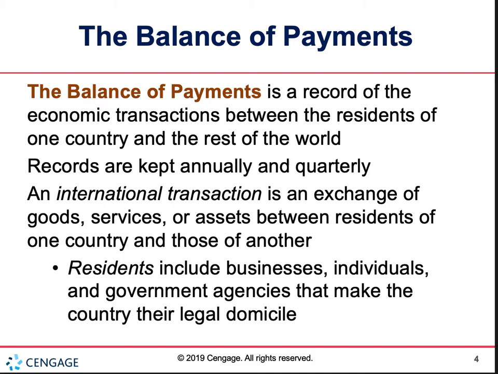All right, so the balance of payments is a record of economic transactions between residents of one country and the rest of the world. Records are usually kept annually and quarterly by a lot of these nations. In the United States, we keep it quarterly as well as yearly. And an international transaction is an exchange of goods and services or assets between residents of one country and those of another. Residents in this case include businesses, individuals, and government agencies that make the country in question their legal trading partner.